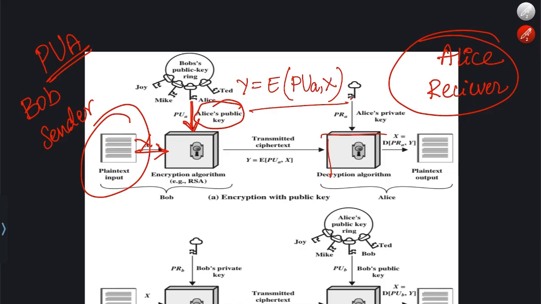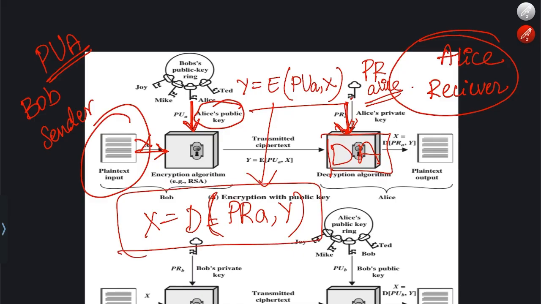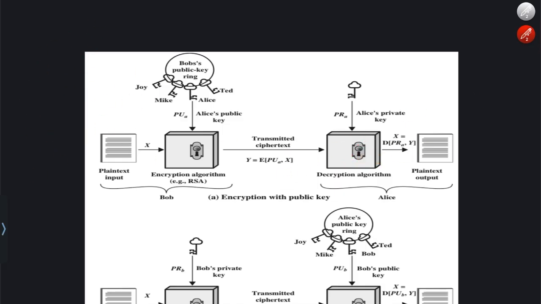On the other hand, at the Alice end, there will be a decryption algorithm. For this decryption algorithm we need a key, so I'll be making use of the private key of Alice. So the decryption is X equal to decryption of the private key of Alice along with the cipher text. That's how I'll obtain the plain text. Firstly, we are making use of the recipient's public key, so we are encrypting using the public key.